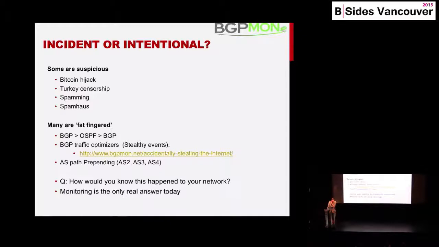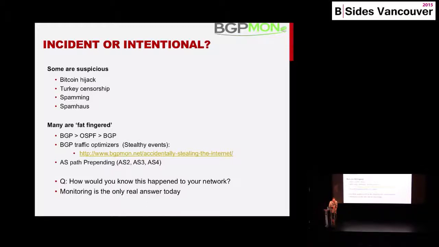Okay, so quick summary. We looked at a few of the accidents or incidents that were definitely suspicious. We looked at the Bitcoin one, the Turkey one, spamming, Spamhaus, all of those things. I think there's clear indication to at least mark them as suspicious. We also know that some of these things are just fat-fingered. In fact, the majority of them are probably fat-fingered. And then you can argue about whether that matters or not, but still it will cause outages.